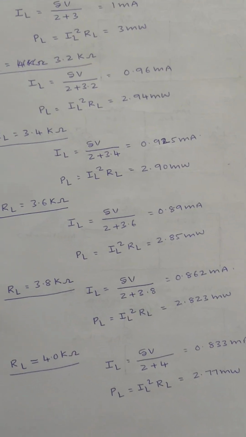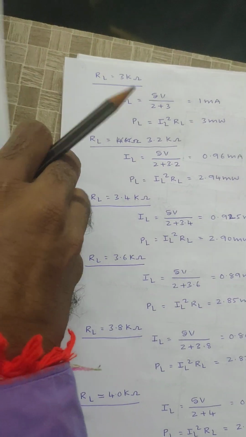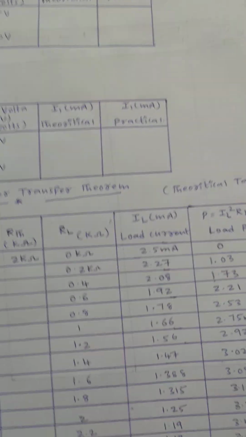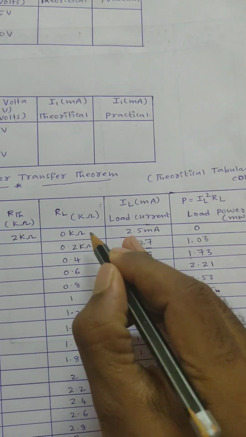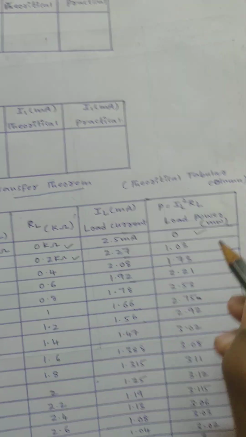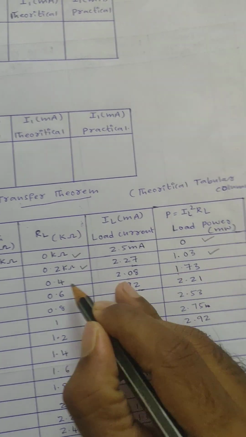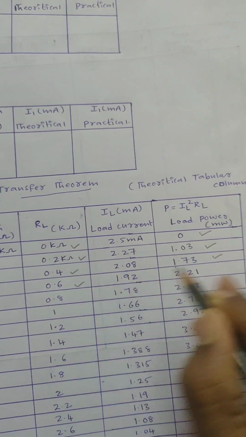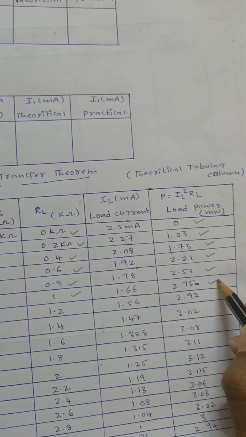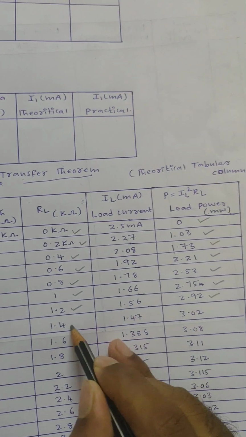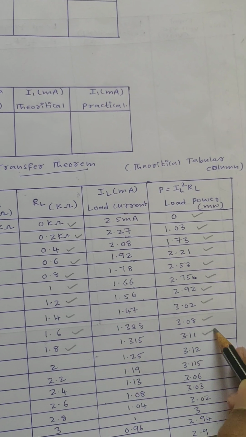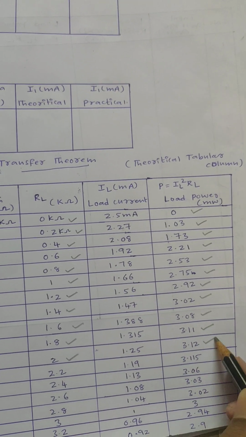Okay, now observe the load resistance versus load power. See here, when RL value is 0 kilo ohm, load power is 0. RL is 0.2 kilo ohm, load power is 1.03. 0.4, power increases. 0.6, 2.21. 0.8, 2.53, right? 1, 2.75. 1.2, 2.92. 1.4, 3.02. 1.6, 3.08. 1.8, 3.11. At 2 kilo ohm, 3.12.